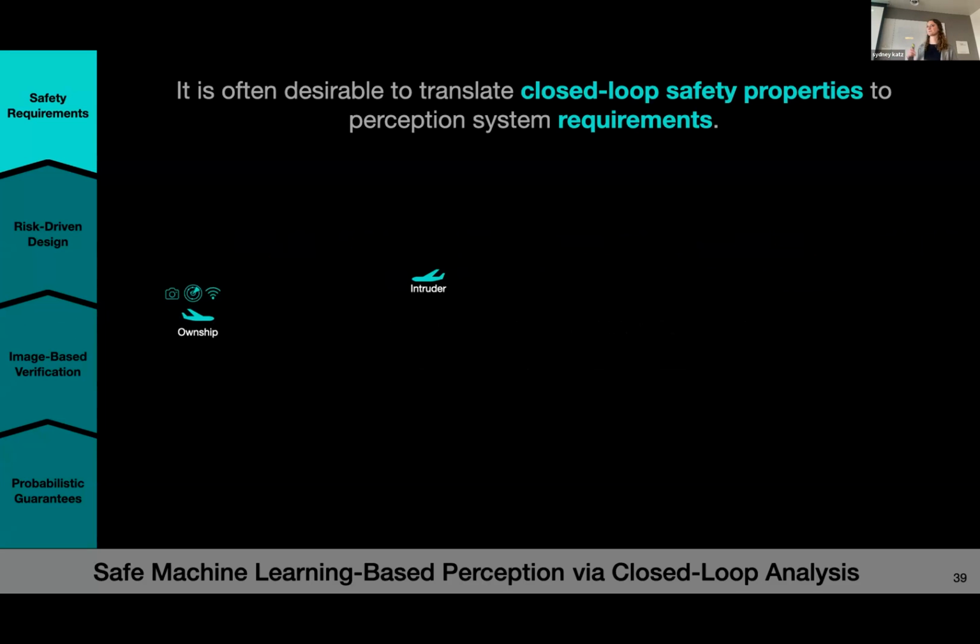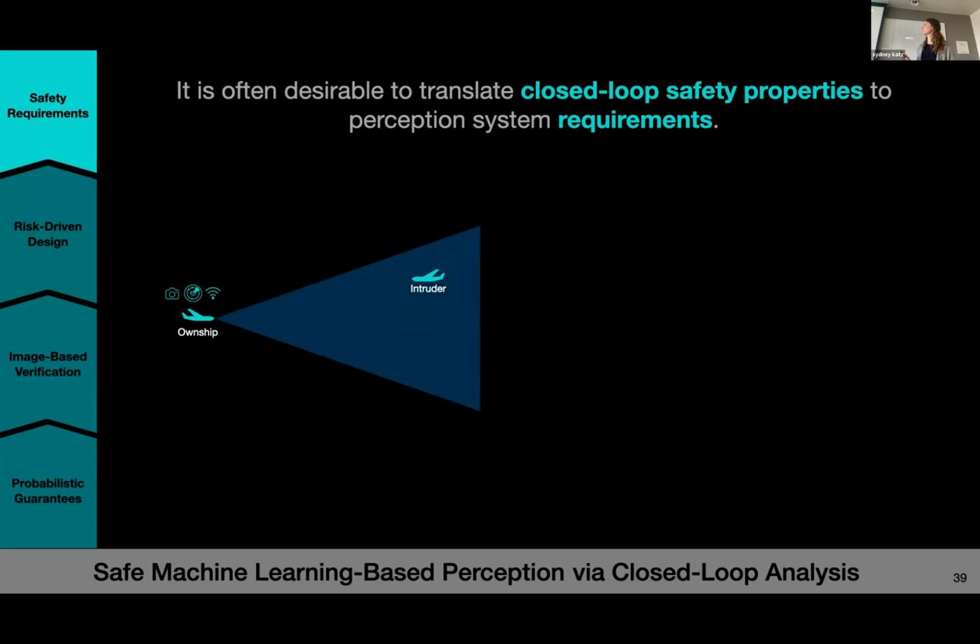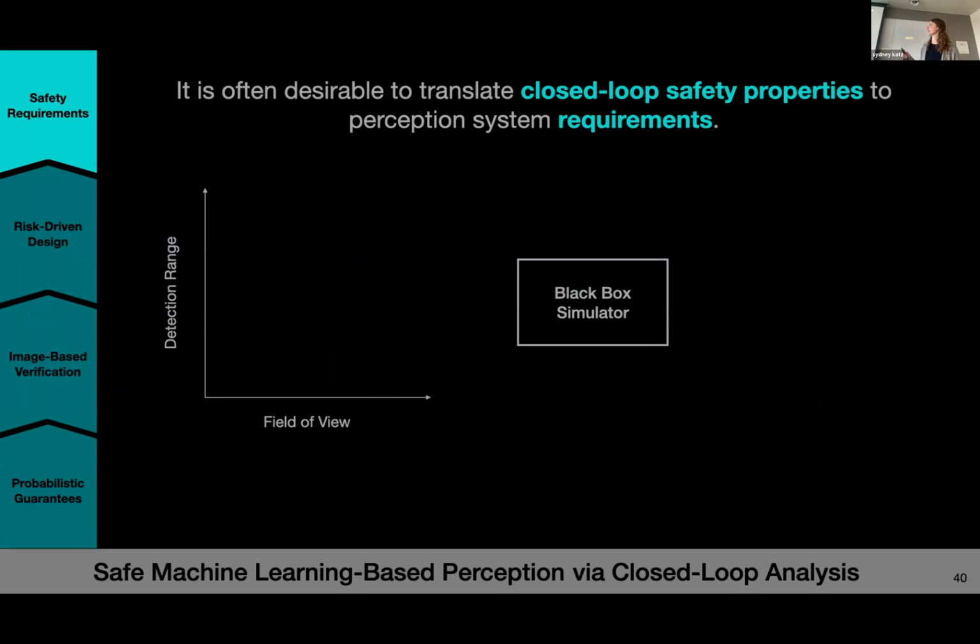We're going to assume it has some suite of sensors and a perception system that's able to detect intruding aircraft. And this perception system has some set of properties. So for example, field of view and detection range. And then we're going to also assume that we have access to a black box simulator that can take in some instantiation of these properties, simulate an episode, and tell us whether or not a success or failure occurred. So for an aircraft collision avoidance example, the simulator would simulate an aircraft encounter and tell us whether or not it resulted in a collision.